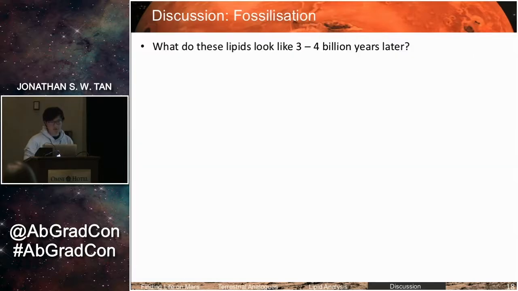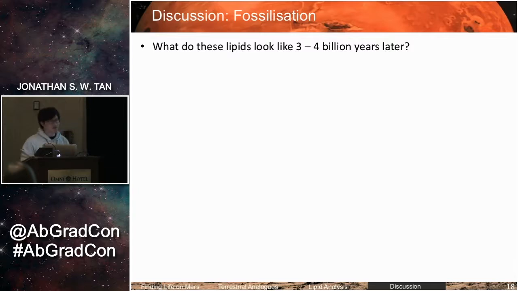So one more thing before I wrap up the talk. As you can obviously see, these lipids were found in an extant community. They were being produced in real time. We need to find out what these lipids look like 3 to 4 billion years later, right? Because Mars life likely existed only 3 to 4 billion years ago.